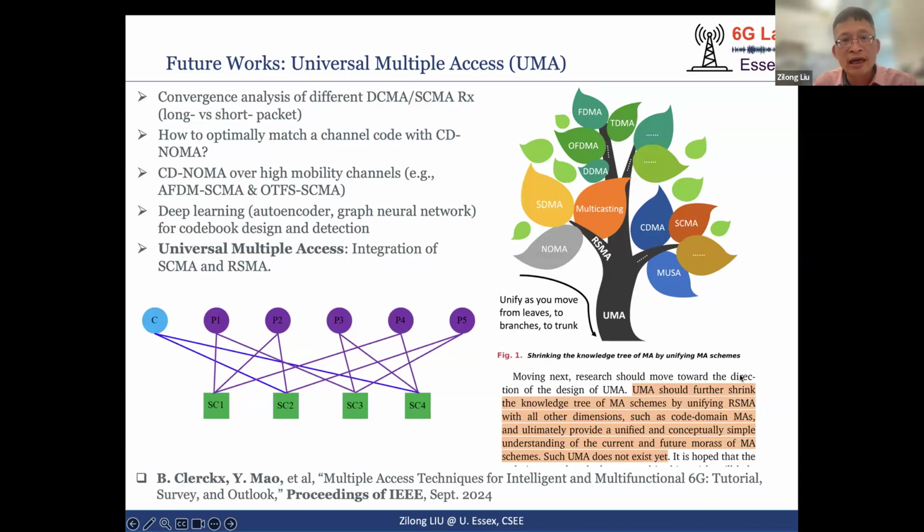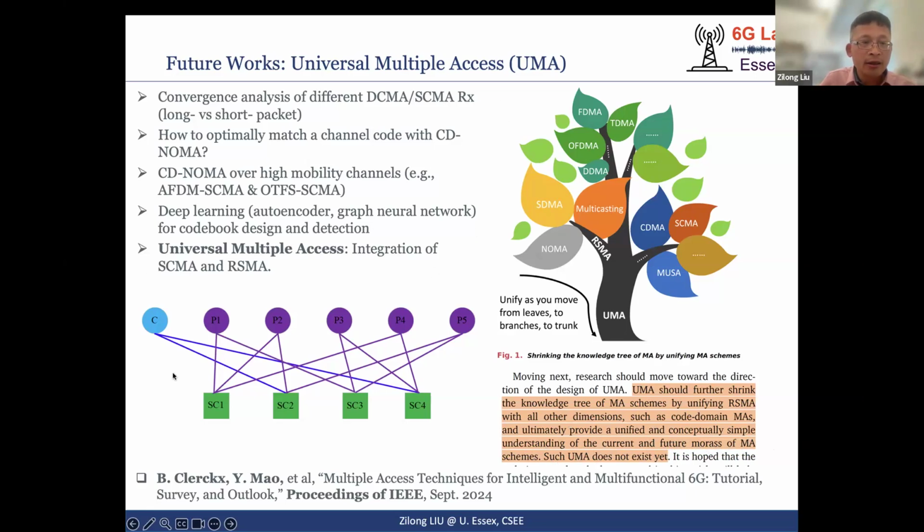Finally, we believe that it is actually timely for us to consider a unifying framework, which is able to unify all the possible multiple access schemes. In particular, in the paper below by Professor Bruno Clerckx and Professor Yijie Mao at ShanghaiTech, they have mentioned that UMA should further shrink the knowledge tree of MA schemes by unifying RSMA with all other dimensions, such as code-domain multiple access, and ultimately provide a unified and conceptually simple understanding of the current and future models of multiple access schemes. Such a UMA does not exist yet.